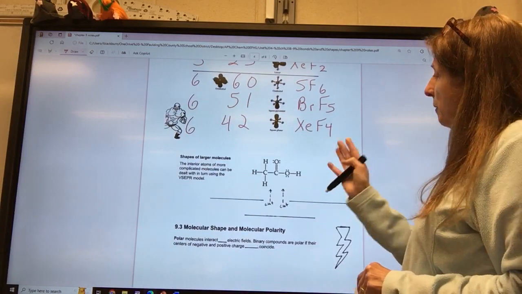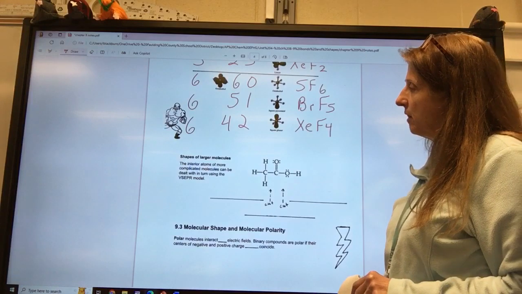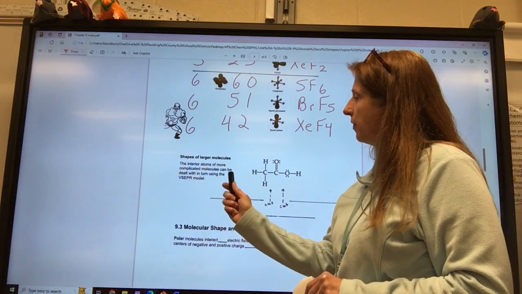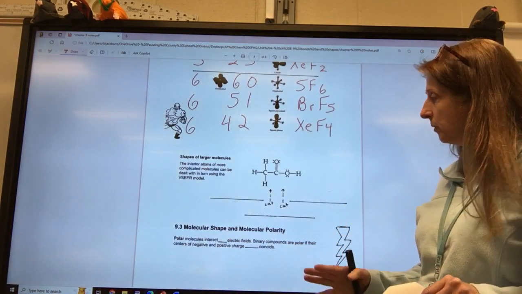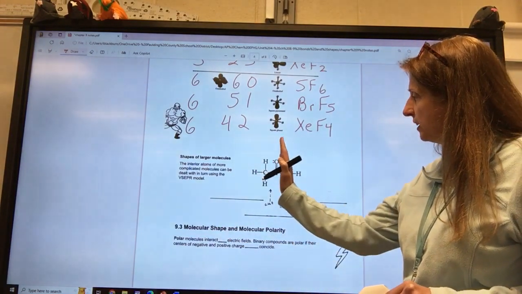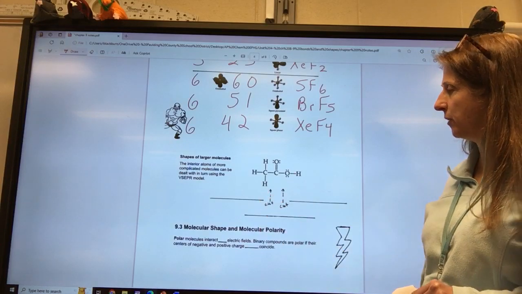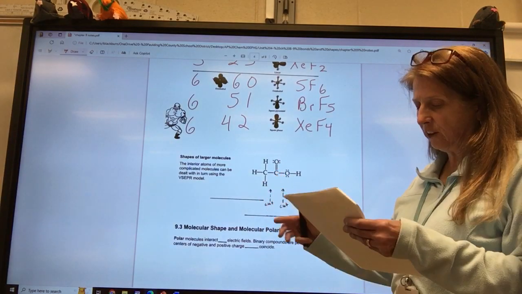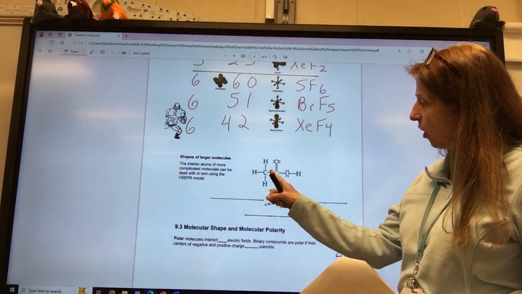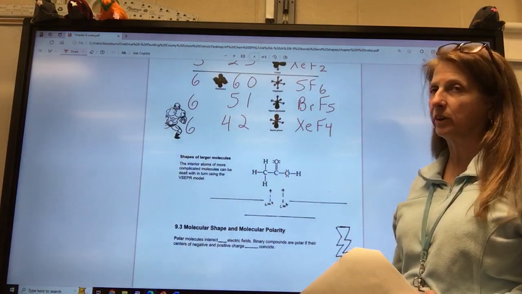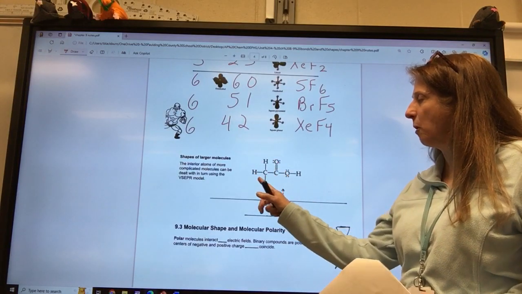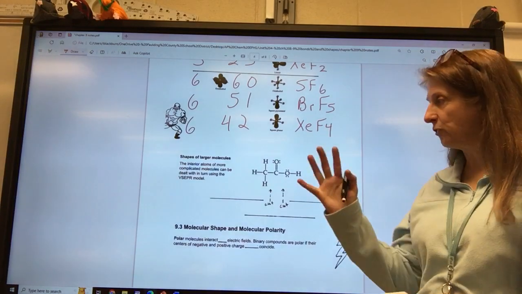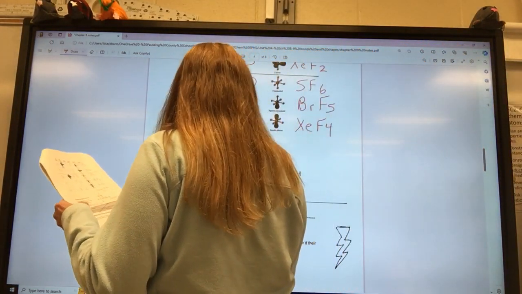Now, what about when it's real big like this? The interior atoms of more complicated molecules can be dealt with by using VSEPR. So what you do is you just imagine each part of it and think about what it's going to do. So imagine you cut that off. Then you've got this carbon with 4 things around it. So what shape do you think this part of the molecule will have with 4? Tetrahedron. So this part down here is a tetrahedron.